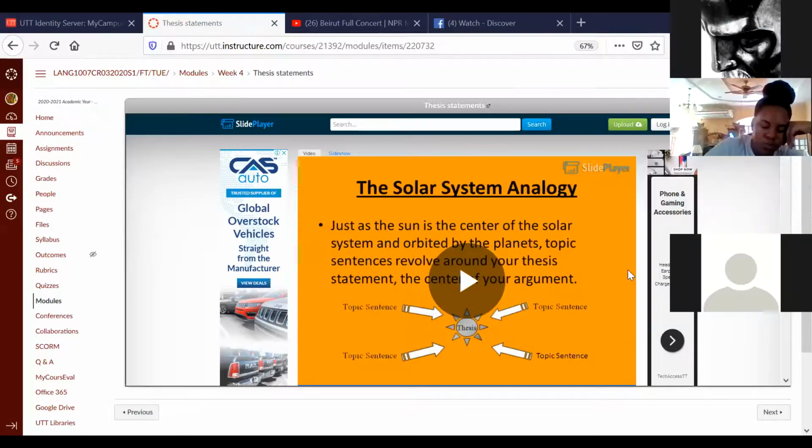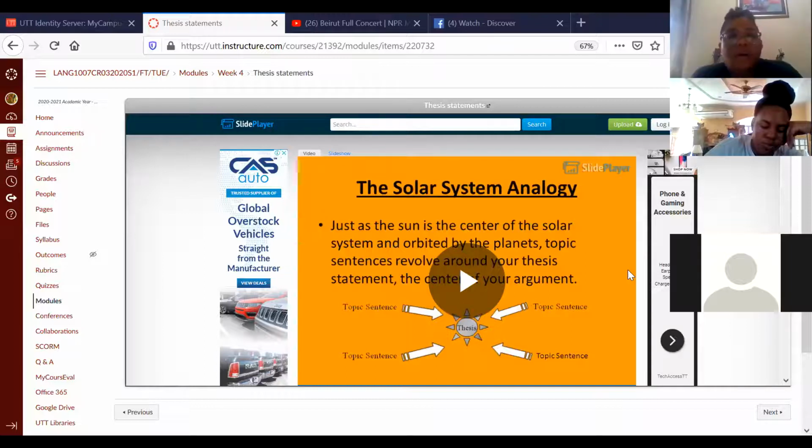Okay, so again, we get a little more clarification on the difference between a topic sentence and a thesis. Again, too, you would notice that they are using more of an argumentative style than expository. And I stress again that the difference between expository and argumentative is that expository explains, argumentative explains to prove a point, right?